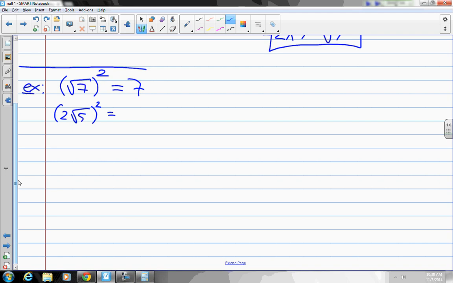20, because you square both. You square the 2, that's 4, and you square that, that's 5, so 20. Because it's a product, you square both parts of the product. Okay. If I give you a cube root of 3 and I cube it, 3.